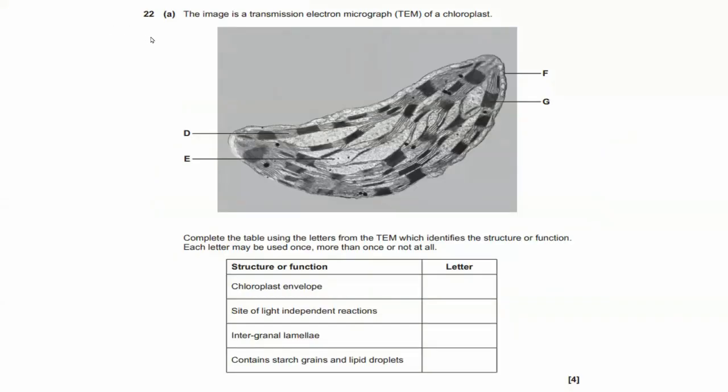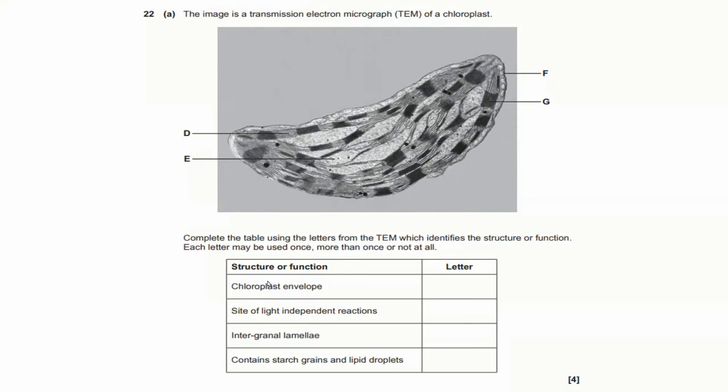Okay, let's go through a question on the chloroplast. So 22A, the image is a transmission electron micrograph, TEM, of a chloroplast. So this is the structure of what the diagram we've just been looking at, basically. Complete the table using the letters from the TEM, which identifies the structure or function. Each letter may be used once, more than once, or not at all. So the structure or function, you've got all of those down here, and all you've got to do is pop a letter in each of these. So pause the video, have a go.